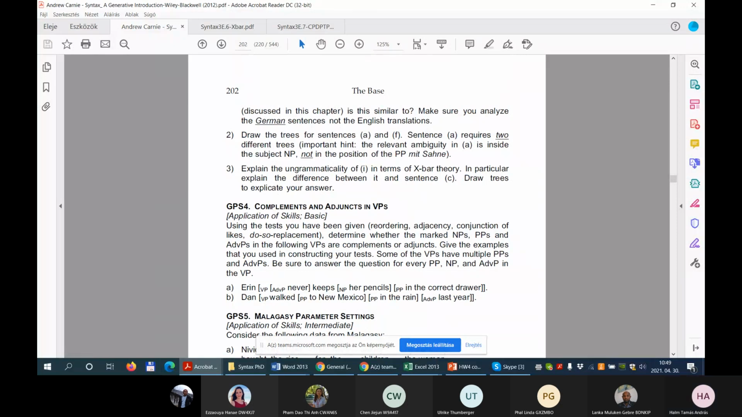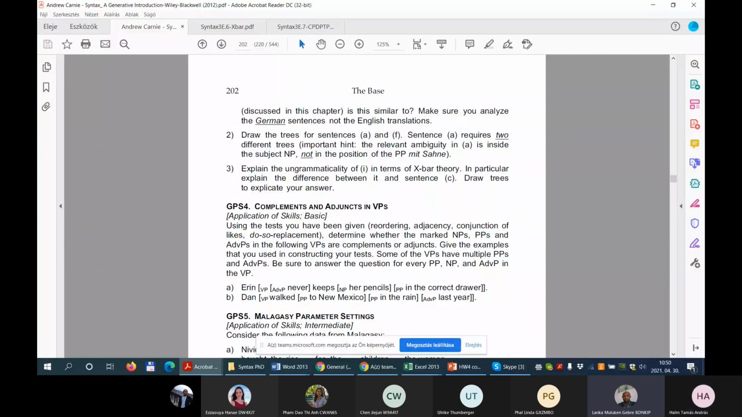GP has 4. So here you had to look at the phrases which were marked, I mean the NPs, the PPs, and the ADVPs, and decide whether each of them are complements or adjuncts. So this was a more complex exercise because it was a full sentence with many phrases. Who would like to discuss? Oh, Mulukan's hand is already up. So Mulukan, please discuss A. Thank you.